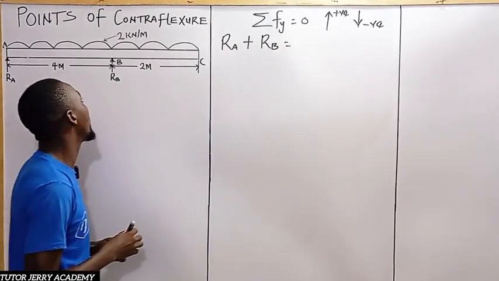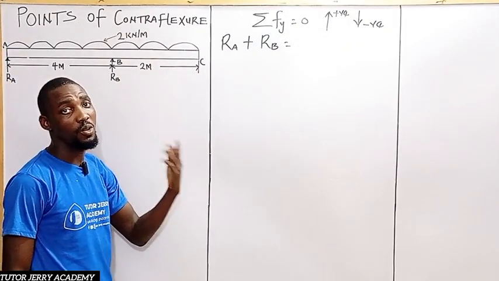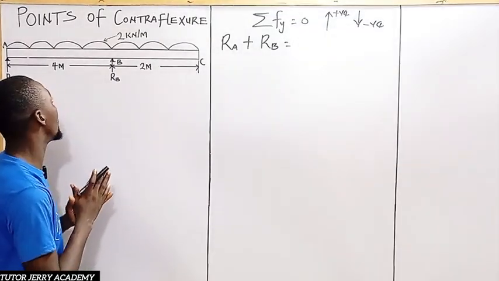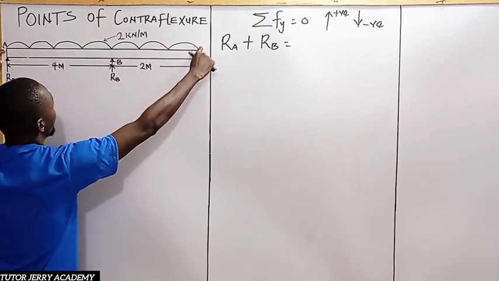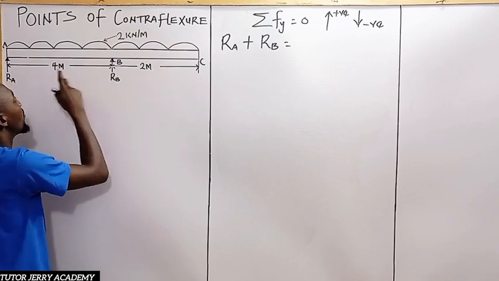equals to. Now we are going to convert this uniform distributed load to a point load. And how do we do that? For us to convert a uniform distributed load to a point load, we note the distance that it covers on our beam. It covers from A to C. So the total distance is going to be 2 plus 4, which is 6.